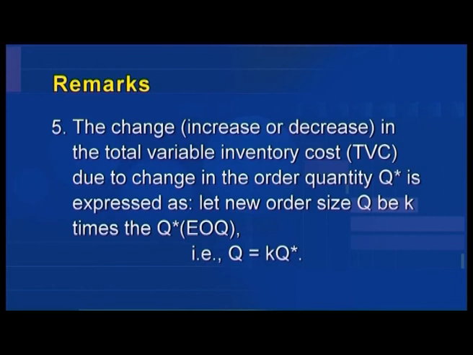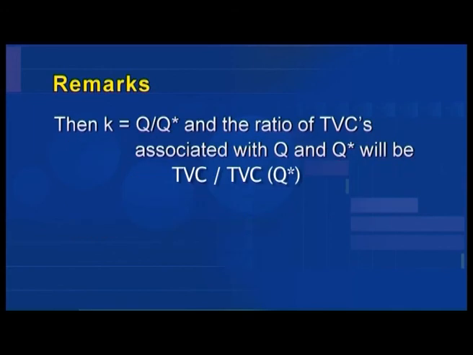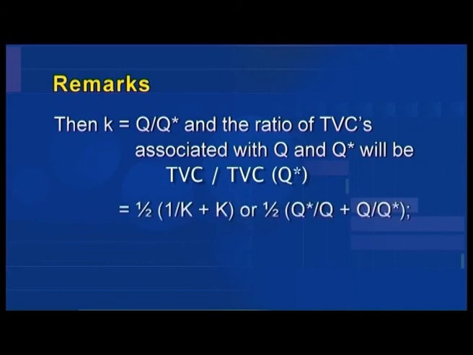The change, increase or decrease, in the total variable inventory cost due to a change in the order quantity Q star is expressed as follows. Let the new order size Q be K times the Q star EOQ, that is Q is equal to KQ star. Then K is equal to Q by Q star, and the ratio of TVCs associated with Q and Q star will be TVC by TVC Q star is equal to half of 1 by K plus K, or half of Q star by Q plus Q by Q star, where K is equal to Q by Q star.